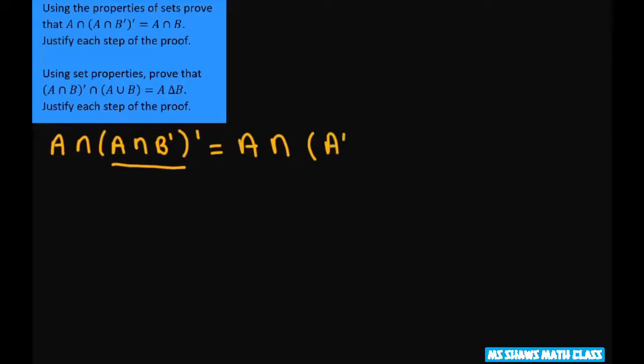So we'll set this up and we're going to write A intersect (A intersect B prime). So let's work that out. We're going to rewrite this using De Morgan's rule. So this would be A prime union B. And that's De Morgan's rule. Remember, we have to justify each step. So that's De Morgan's rule.